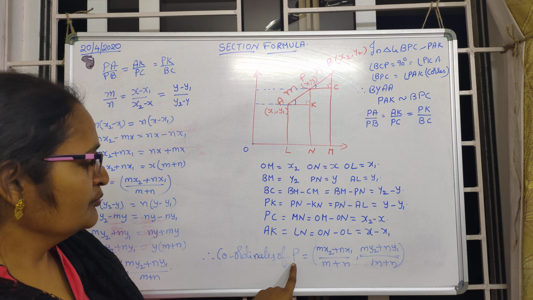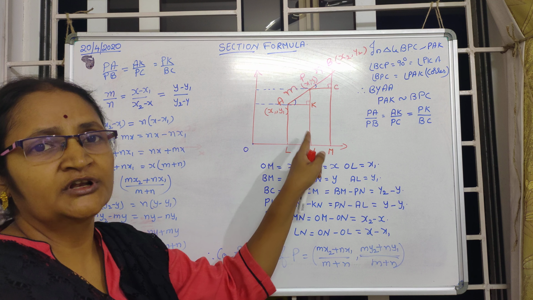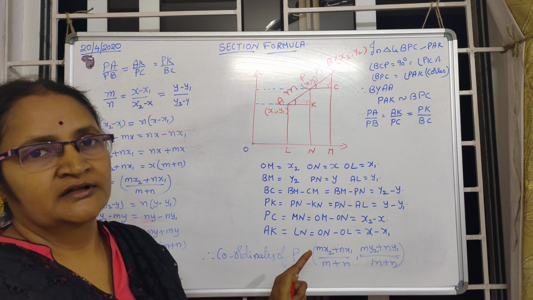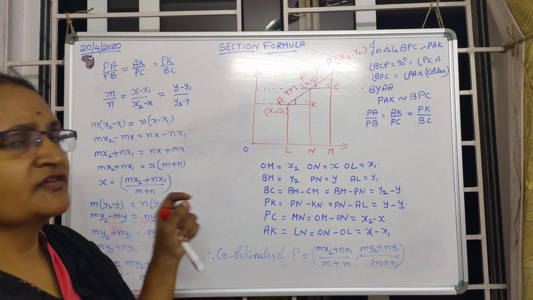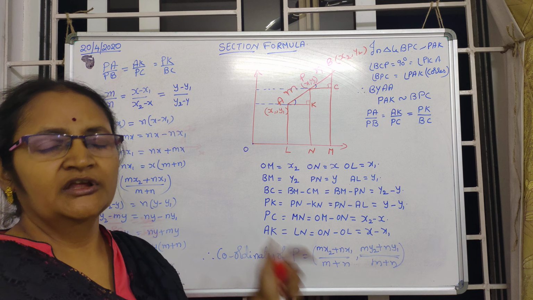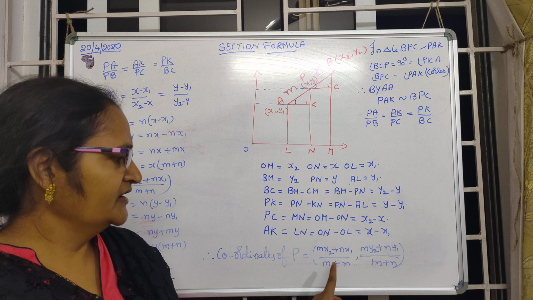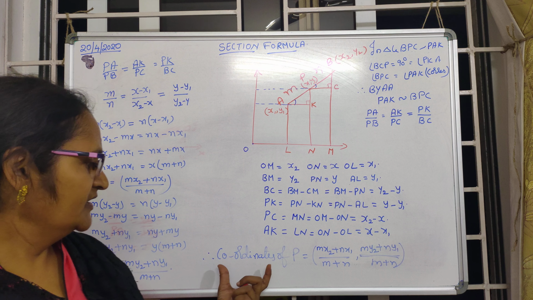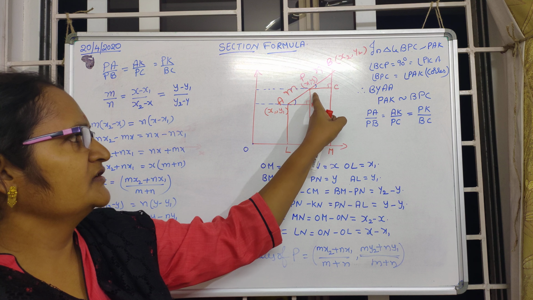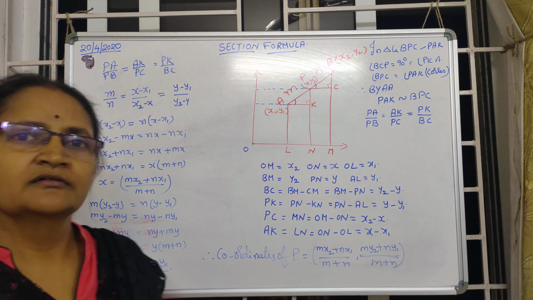Observe clearly, P is between A and B. That means this is possible when P divides AB internally. Then if it is dividing externally, then the formula will change. The plus place minus will come. In your class 10, only internal sums are there. Is it clear? This is only for the internal one. If you know the points A and B, we can find out the coordinates of the point, and if you know the ratio also. Is it clear? Thank you.